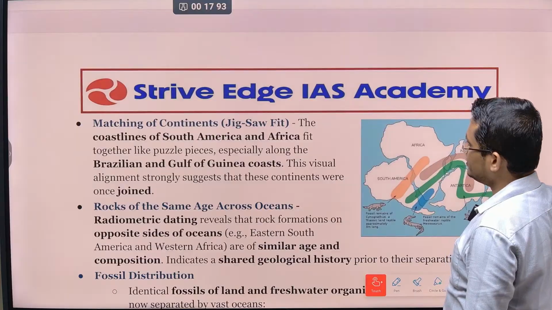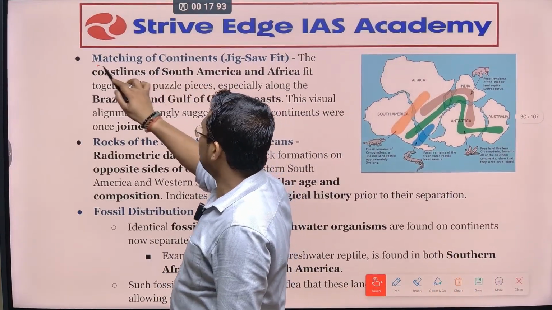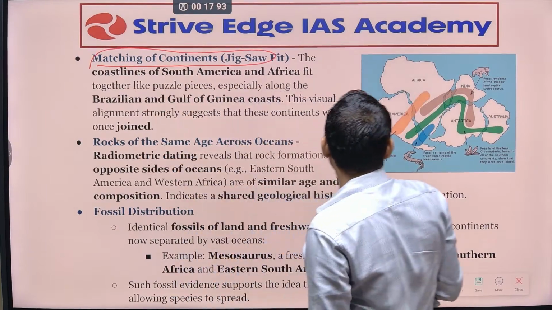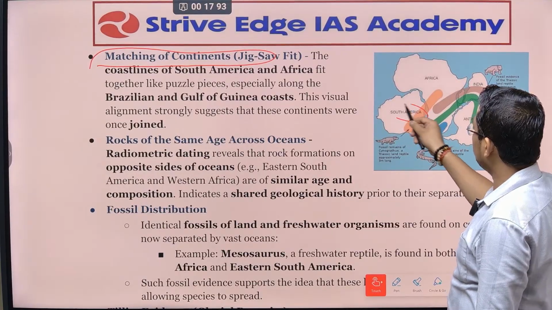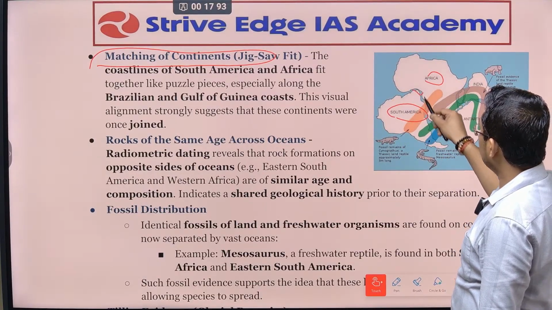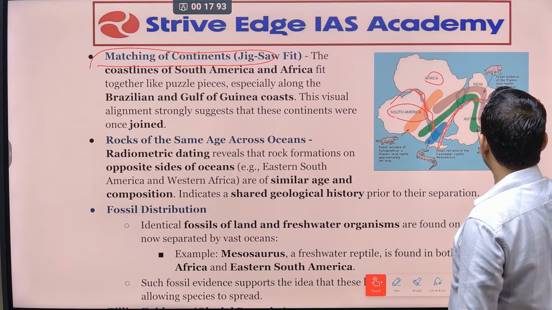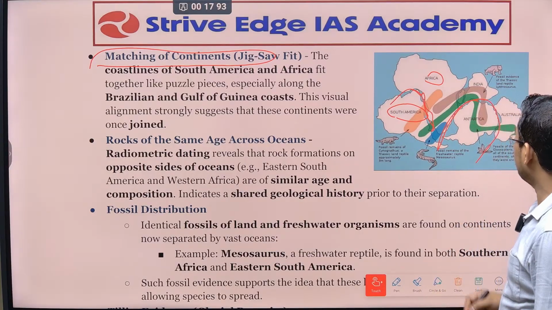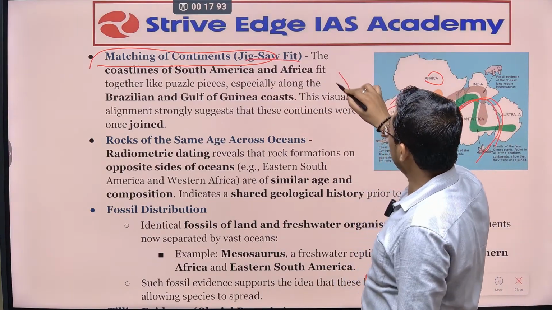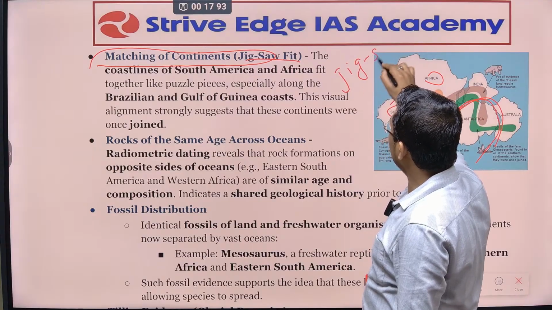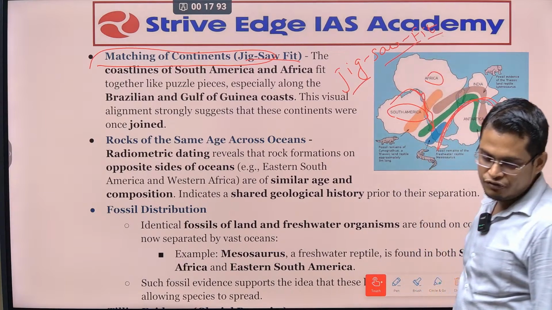The first evidence provided by Alfred Wegener is called matching continents. If you see this portion of Africa, this landmass is perfectly matched with that of Africa. If you see Antarctica, all these are also perfectly matched with Australia and India, you can see here perfectly matched. And this is called jigsaw fit. What is it called? Jigsaw fit. You can see each and everything fits perfectly on its side.